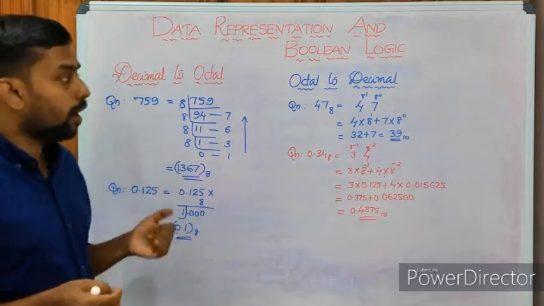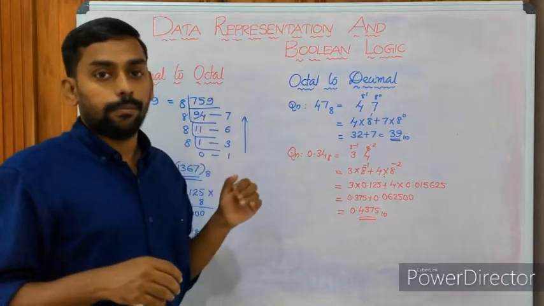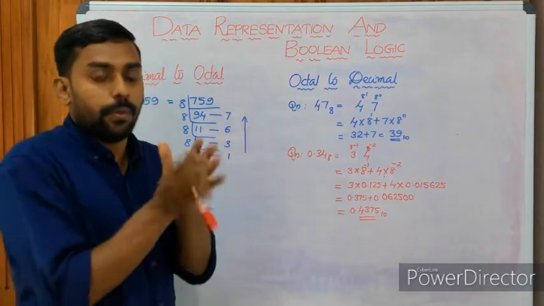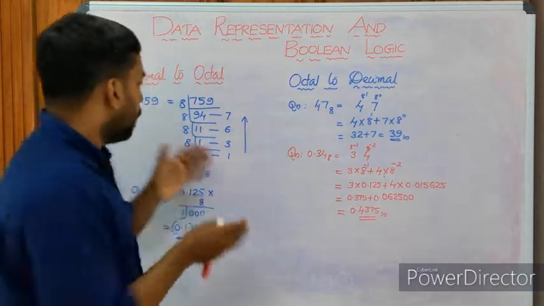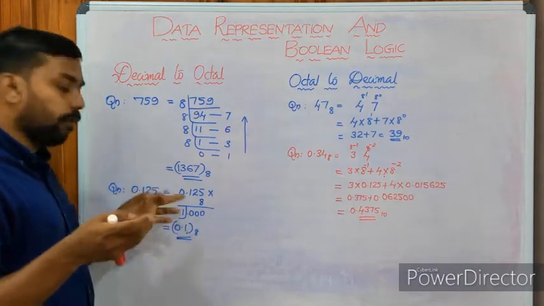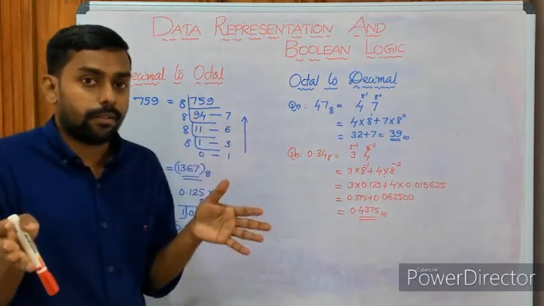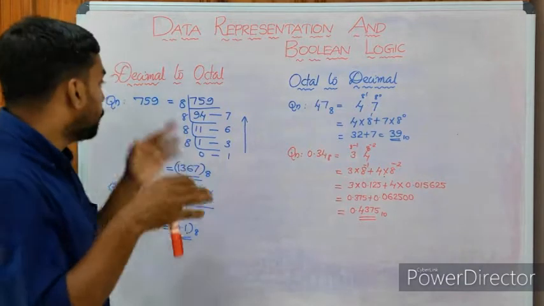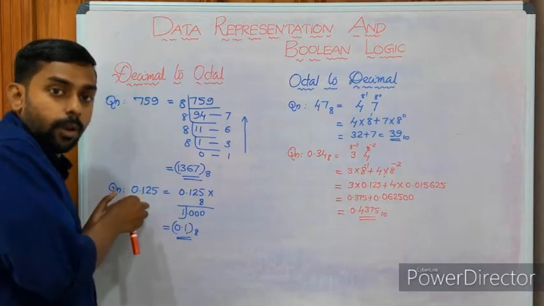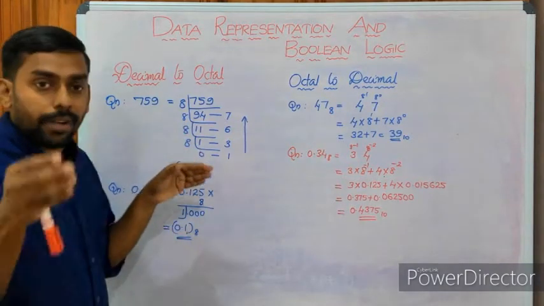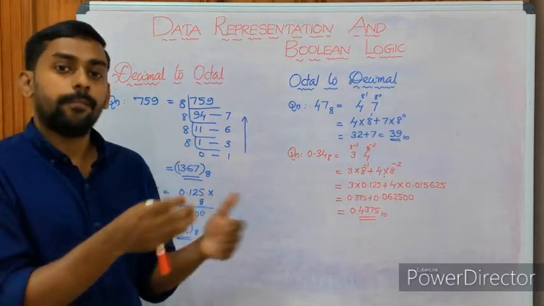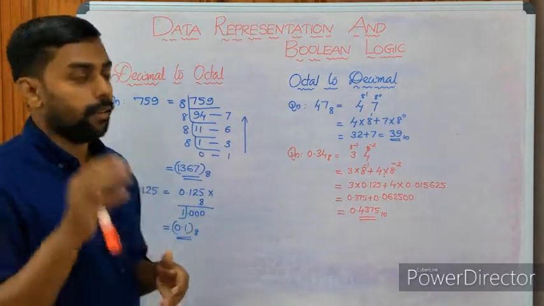It's a very simple conversion. Now we can move on to octal to decimal. In octal to decimal conversion, it's 8 raised to the power of, for both the integral part and the fractional part. You can do it for a mixed number like 759.125, but you have to do it separately, not together. First you do it for the integral part 759. After that you consider 0.125, because the operation is not the same for the integral part and the fractional part. For the integral part it is division by 8. For the fractional part it is multiplication by 8.